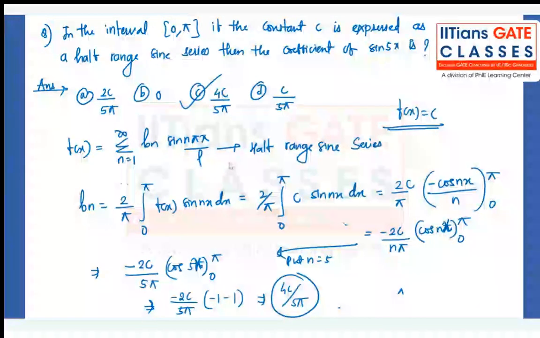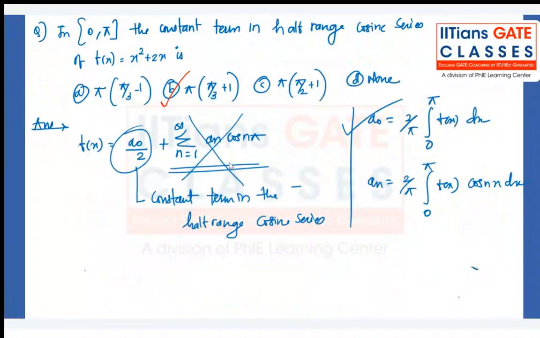Okay. If no doubt, then we will move towards the next slide. One last question. In the limit 0 to pi, the constant term in the half range cosine series of the function f of x equal to x square plus 2x is?